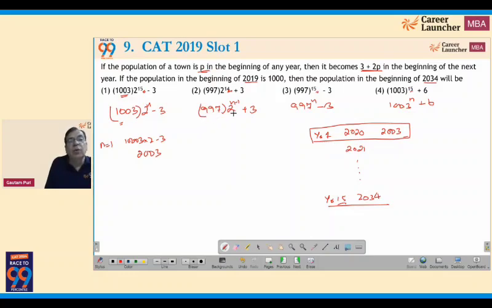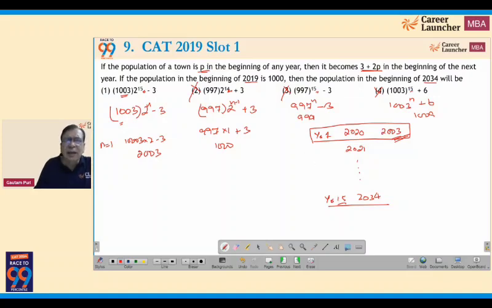But let's look at the other choices also. If n equal to 1, this becomes 997 into 2 to power 0 is 1, plus 3, which is 1000. Wrong choice, we need 2003. Similarly, if n equal to 1, this becomes 994. Wrong choice. And if n is equal to 1, this becomes 1009. Wrong choice. We need a value of 1003.